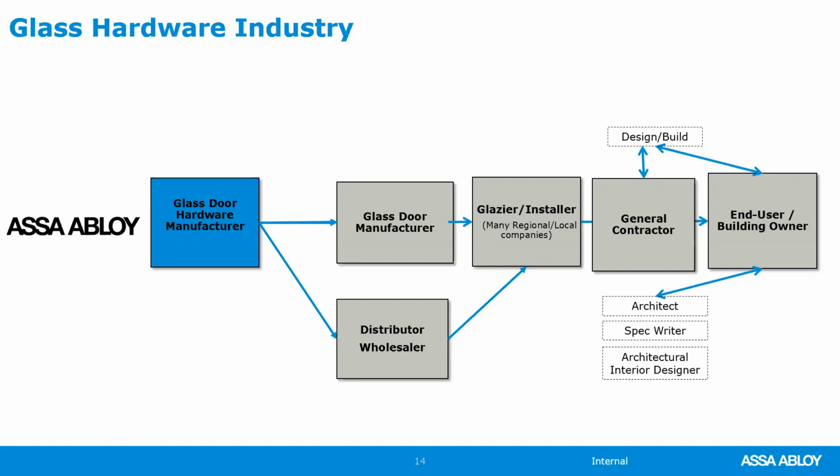So I can get my hardware from my distributor or wholesaler and my glass from my manufacturer, or I can do a one-stop shop with my glass door manufacturer. So a couple different ways that they can get hardware and their glass. And then of course, once it gets to a glazer, then it's ultimately installed on the job site.